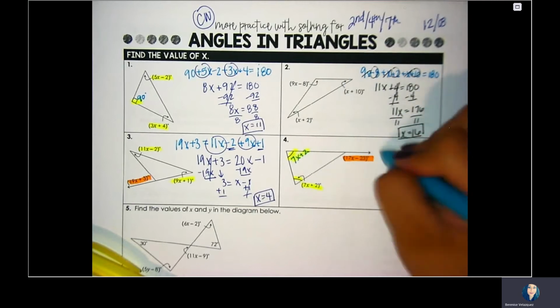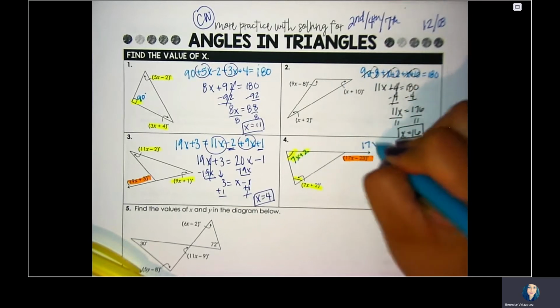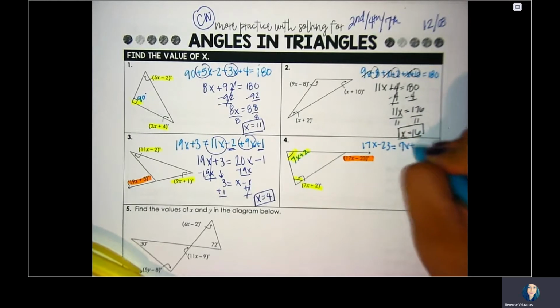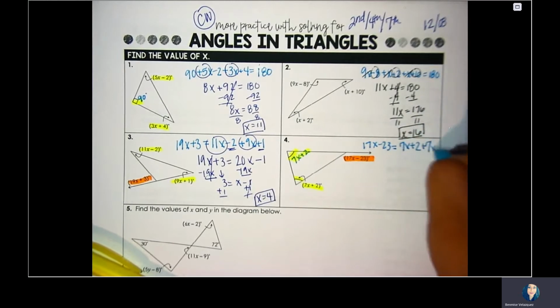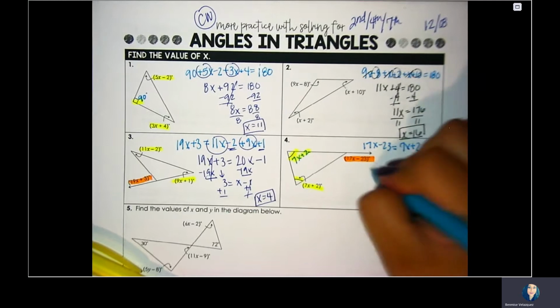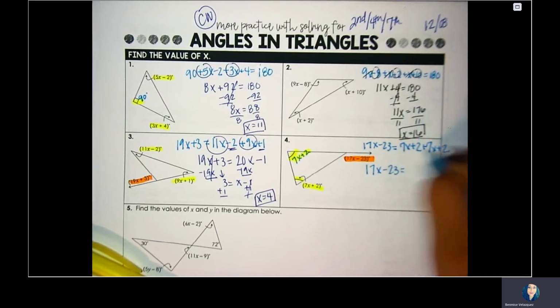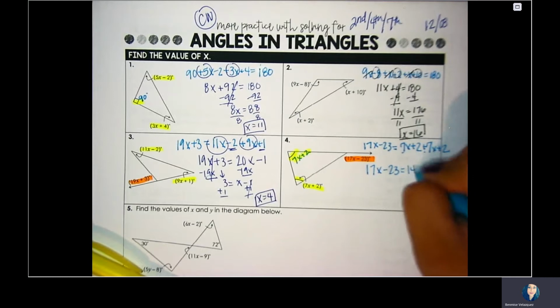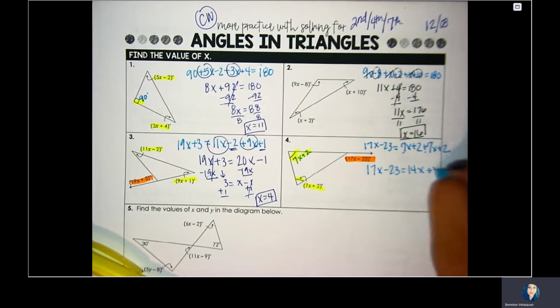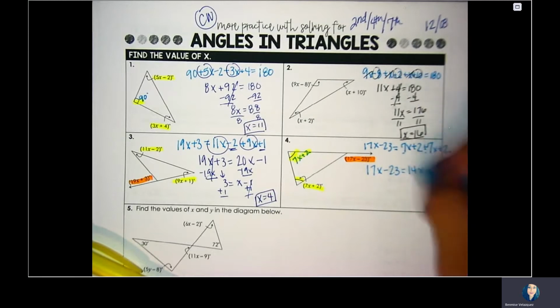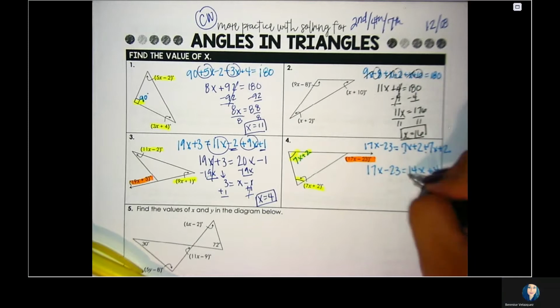Okay, so my problem is going to be 17x minus 23 is equal to 7x plus 2 plus 7x plus 2. Again, combine your like terms, so bring down that 17x minus 23. 7 and 7 is 14x. 2 and 2 is plus 4. Yes, you could have just doubled it and written it over already, and saved yourself some space there. Okay, I'm going to combine my like terms and get my answer.